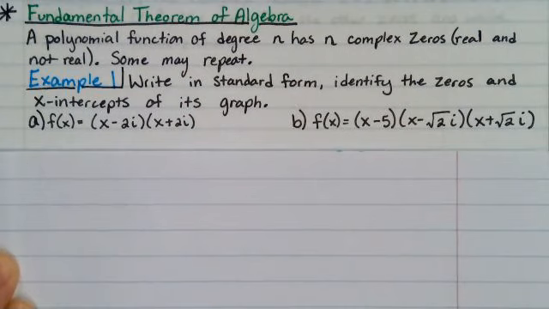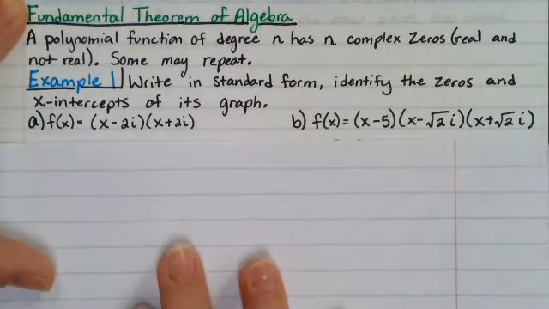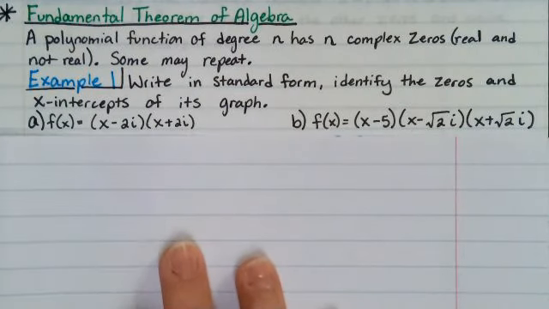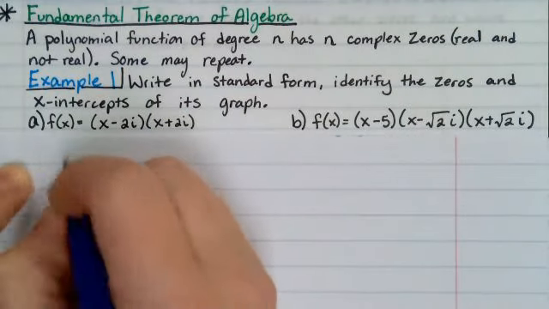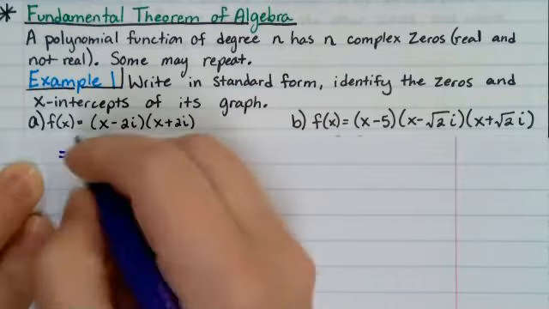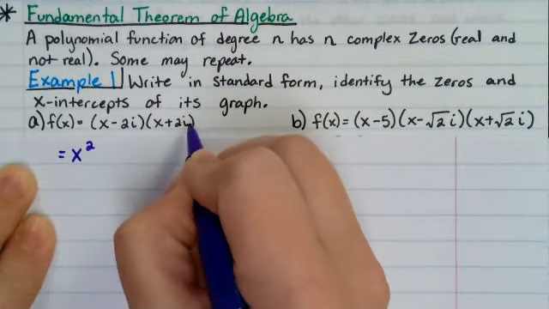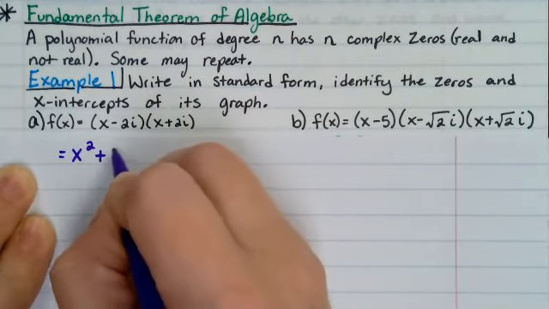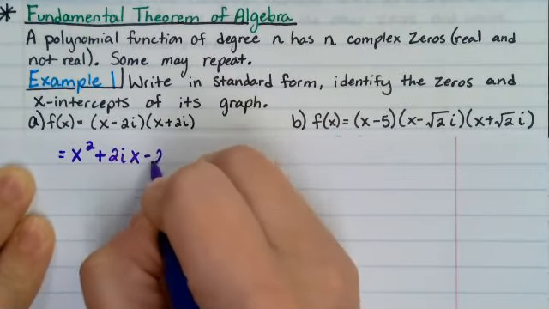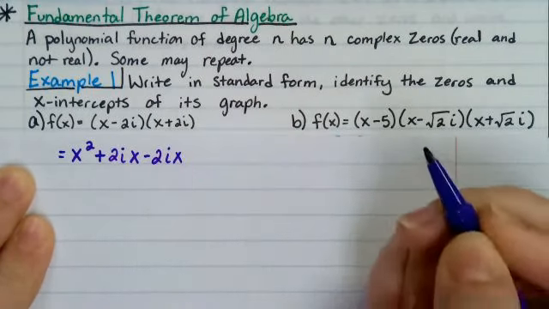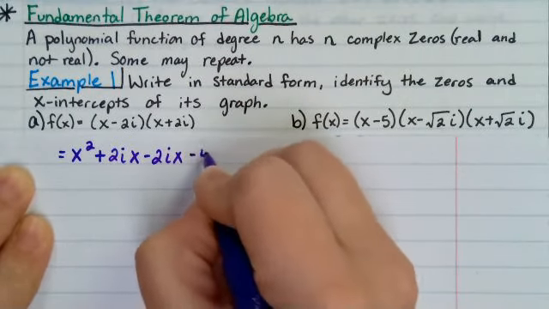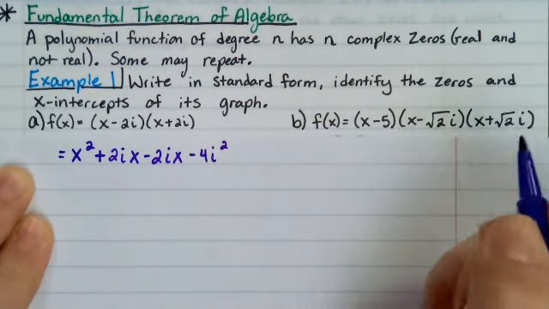So let's look here at part A. We've got this problem where you see some i's. Now this is going to have to make us remember from Algebra 2 how to deal with imaginary numbers, but we'll deal with that in just a moment, okay? We're going to FOIL it out. So x times x gives you x squared. X times 2i gives me plus 2ix. Then we have negative 2i times x, negative 2ix. And then we have a negative 2i times a positive 2i. That's going to give us a negative 4i squared.